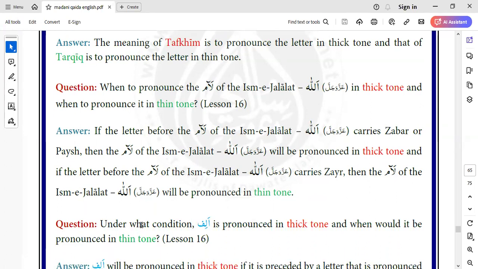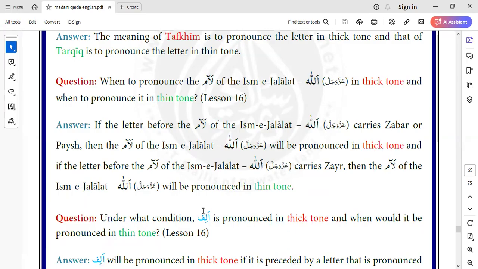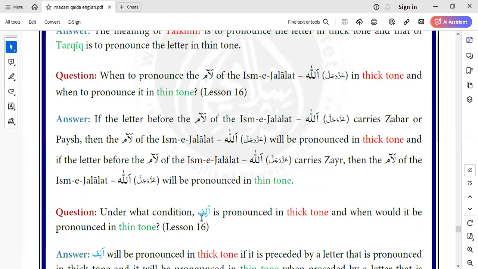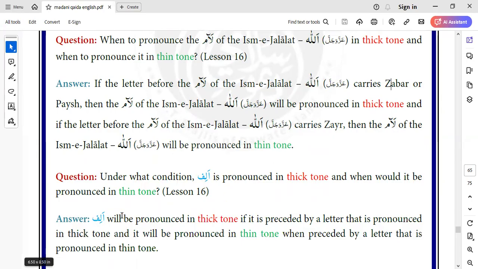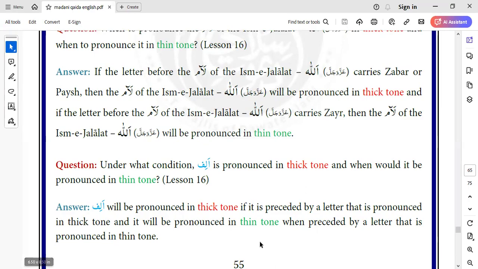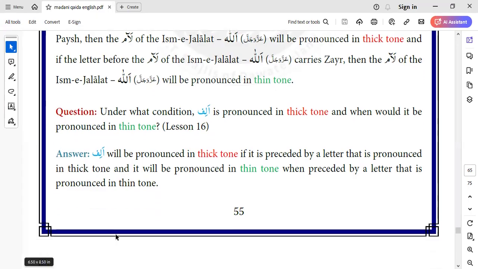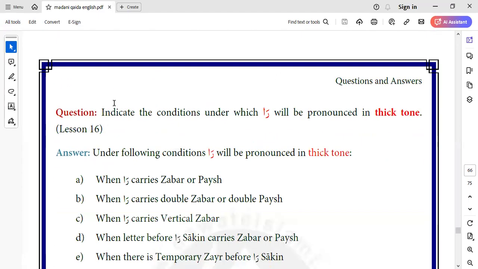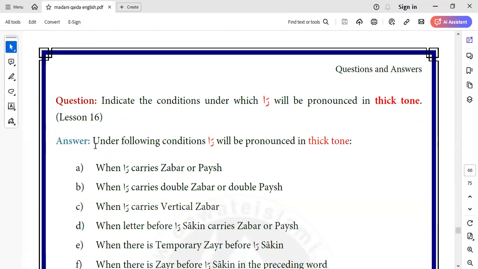Question. Under what condition is alif pronounced in a thick tone, and when would it be pronounced in a thin tone? Answer. Alif will be pronounced in a thick tone if it is preceded by a letter that is pronounced in a thick tone, and in a thin tone when preceded by a letter that is pronounced in a thin tone. Question. Indicate the conditions under which ra will be pronounced in a thick tone. Answer. Under the following conditions, ra will be pronounced in a thick tone.